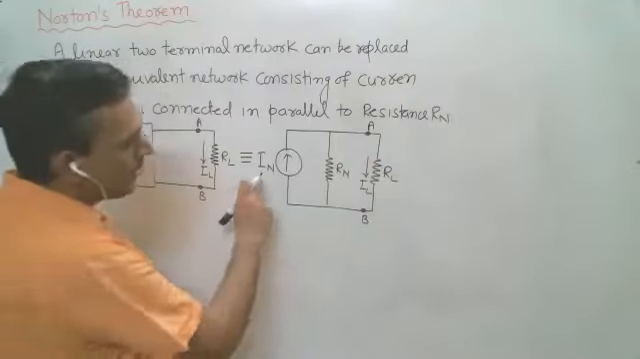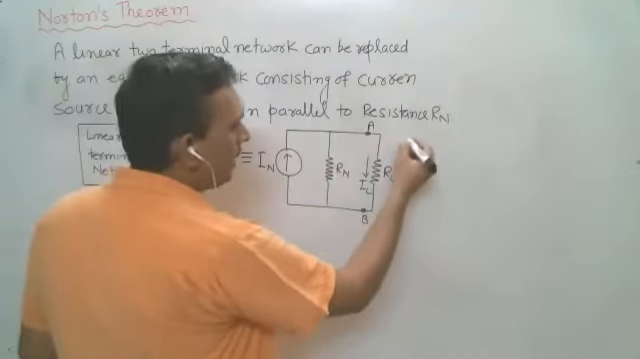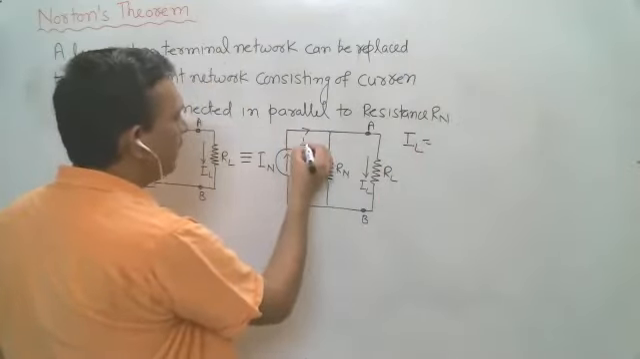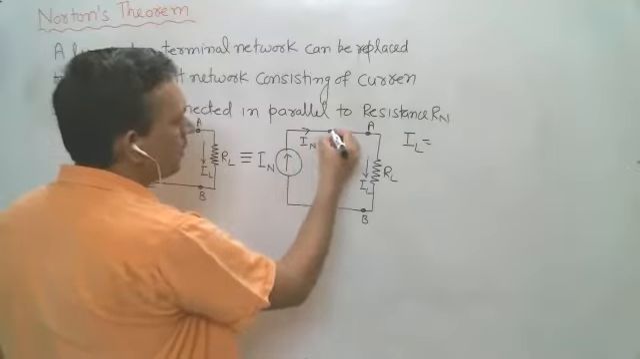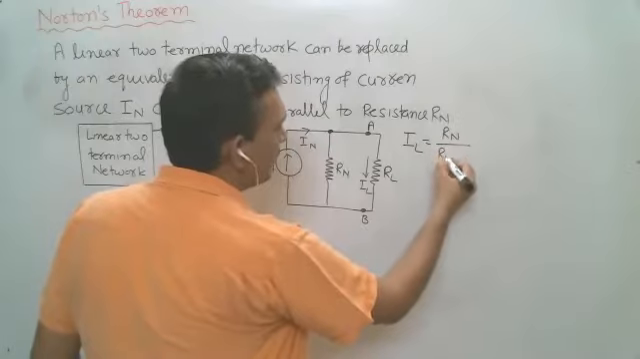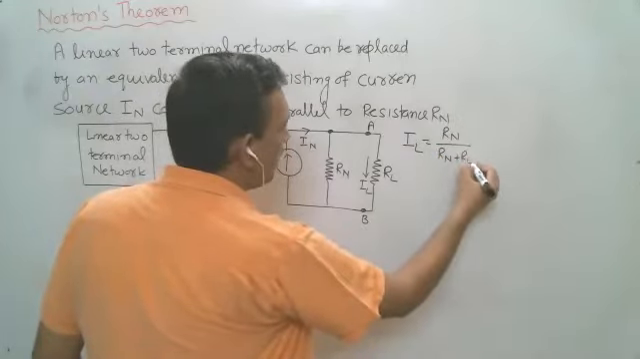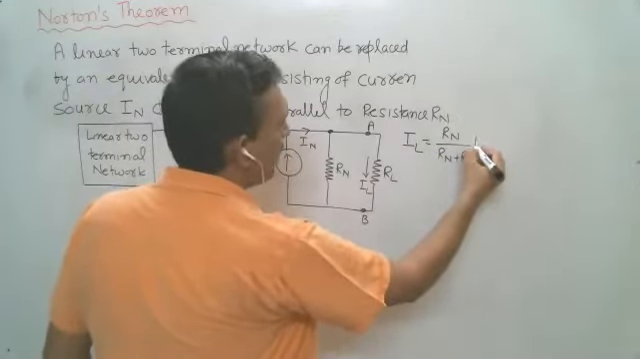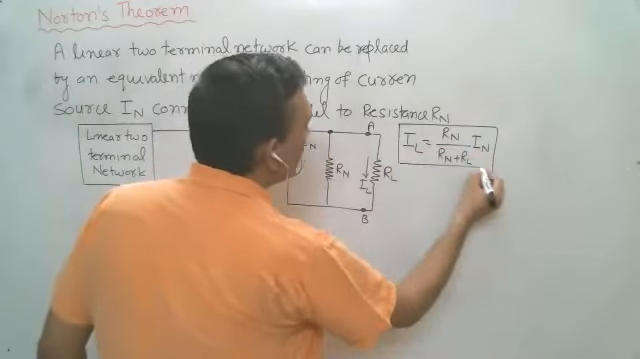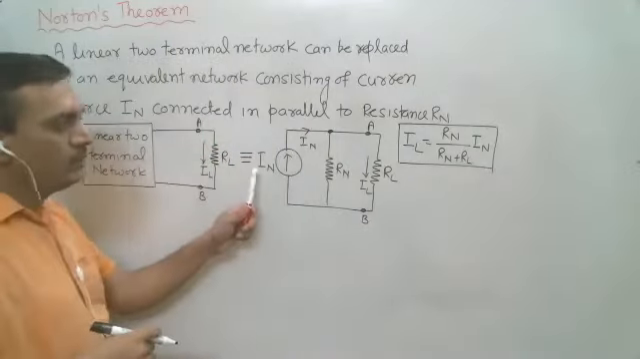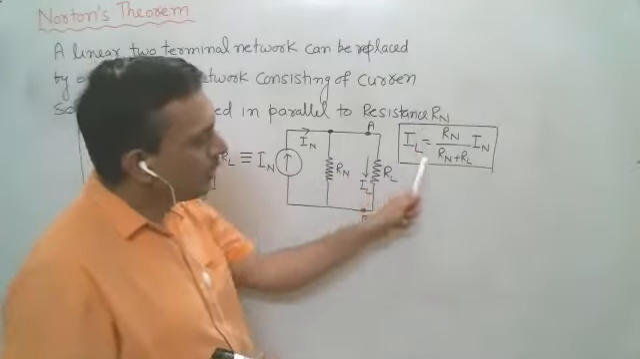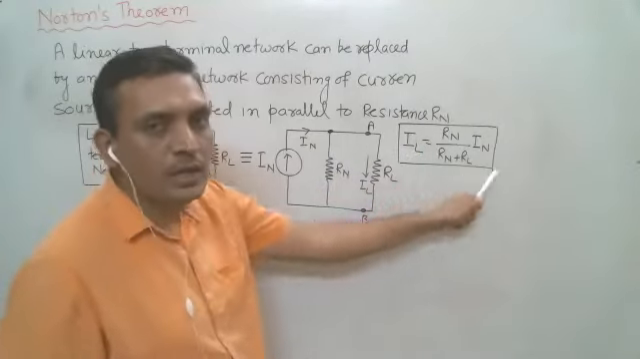And if you know IN and Rn, we can easily find IL using the current division rule. So what will be IL? This current IN is dividing at this node. So IL will be simply Rn by Rn plus RL into IN. So again we have to find IN and Rn. If you know IN and Rn, you will get IL using the current division rule.